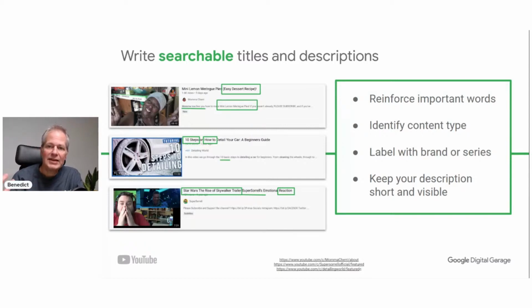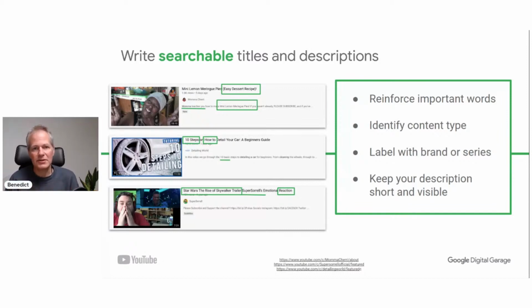And then identify content type. So what are the examples? So that it's really clear what your video is about. We've got 10 steps, how to, easy recipe. All of these things are useful. Label with brand or series. So Super Sorrel's name in the title here to help people search for similar videos. So who's done this? Mama Cherry in description, Super Sorrel in the title, and keep your description short and visible.